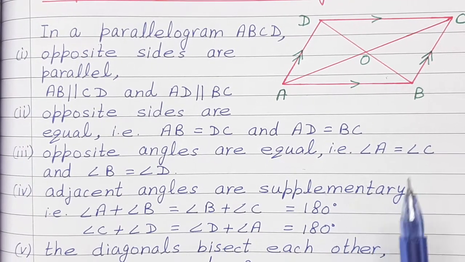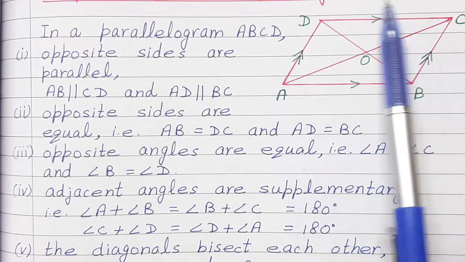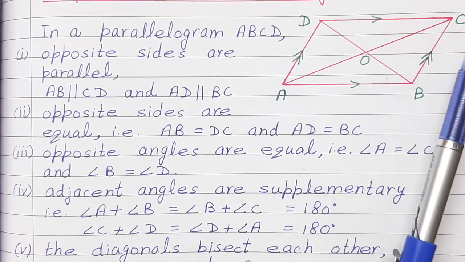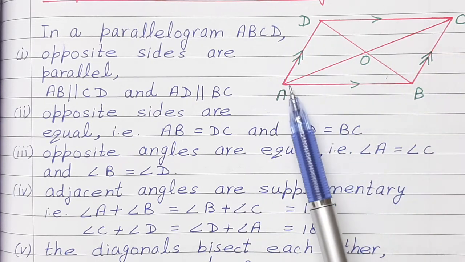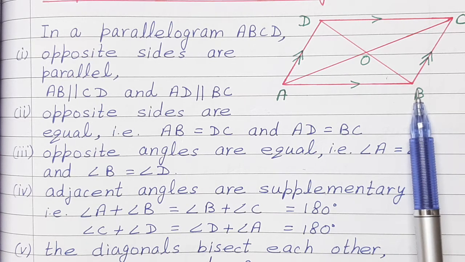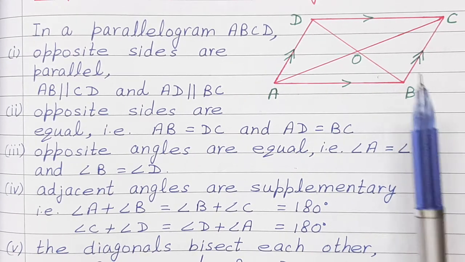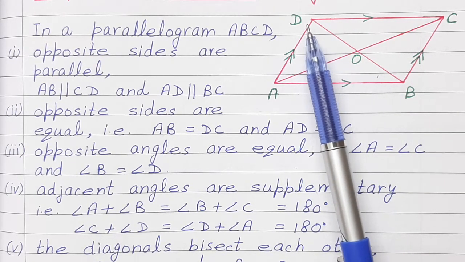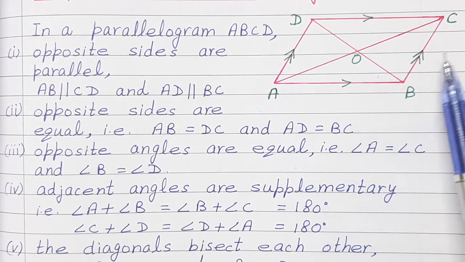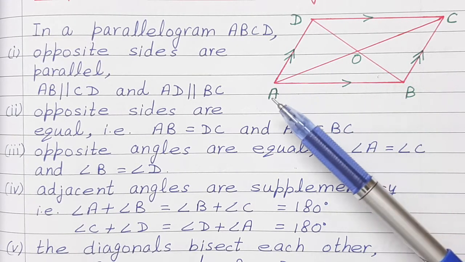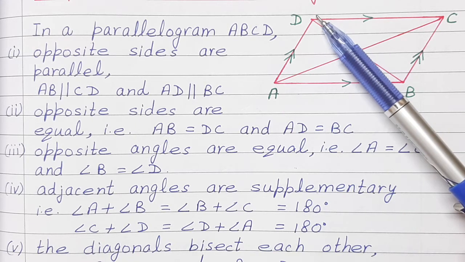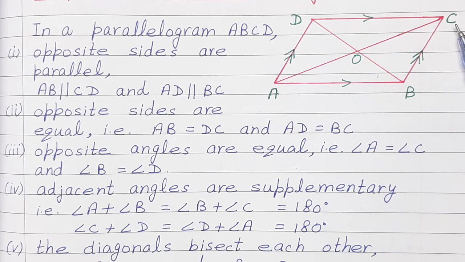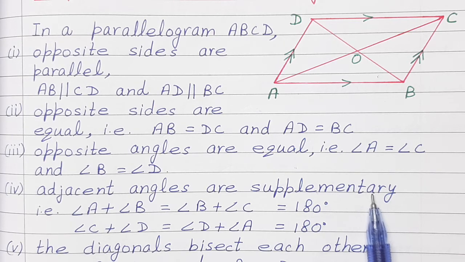Now how? Now you know that it is a parallelogram. AD is parallel to BC. Therefore, angle A plus angle B is 180. Similarly, angle C plus angle D is also 180. Right? And if the other two lines are parallel, then angle A plus angle D is 180. Angle B plus angle C is also 180. So we can say that the adjacent angles are supplementary.